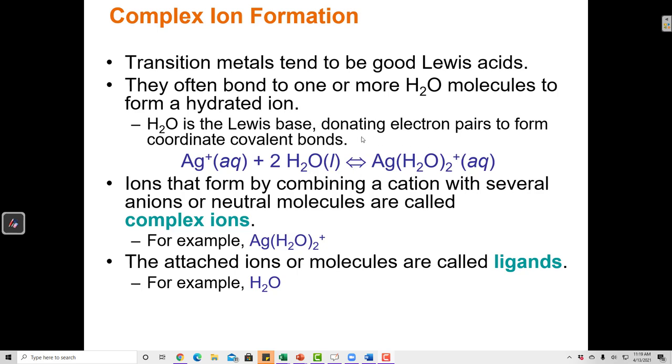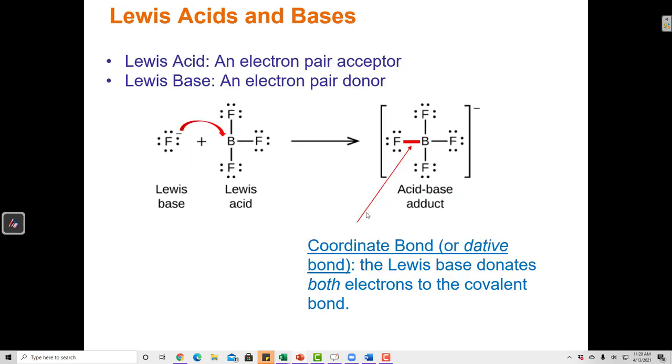So when we have this kind of structure where an ion that's dissolved in water can coordinate with other molecules, in this case water, but it could also be other molecules, we call those complex ions. And the molecules that get attached to the central metal ion, these are called ligands. So just to refresh, a Lewis acid is an electron pair acceptor. So here we have F minus, a fluoride anion that has four pairs of electrons, and it can use two of these electrons to kind of reach out and make a bond here with B.